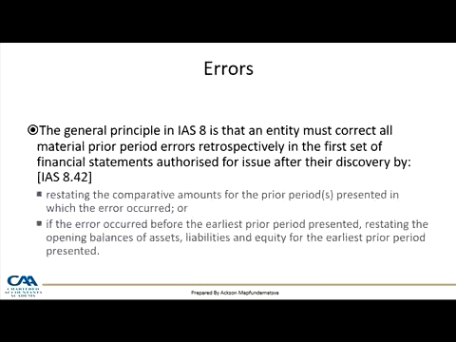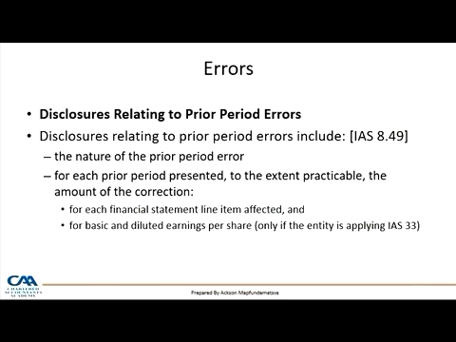The general principle in IAS 8 is that an entity must correct all material prior period errors retrospectively in the first set of financial statements authorized for issue after their discovery by restating the comparative amounts for the prior periods, or if the error occurred before the earliest prior period presented, restating the opening balances of assets, liabilities, and equity for the earliest prior period presented.